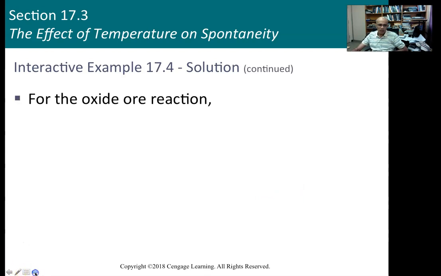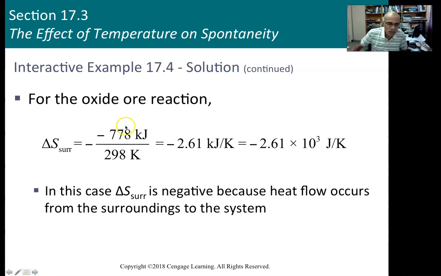Now let's look at the second one. Substitute in the enthalpy change. This time it was positive, 778 kilojoules divided by this. There is a mistake here. This shouldn't be there, that's wrong. Sorry, so ignore this sign. That's not supposed to be in there. So you'll end up with a negative answer, and this will give you the value. The answer is negative. In other words, the entropy actually decreases, which means the process is non-spontaneous.